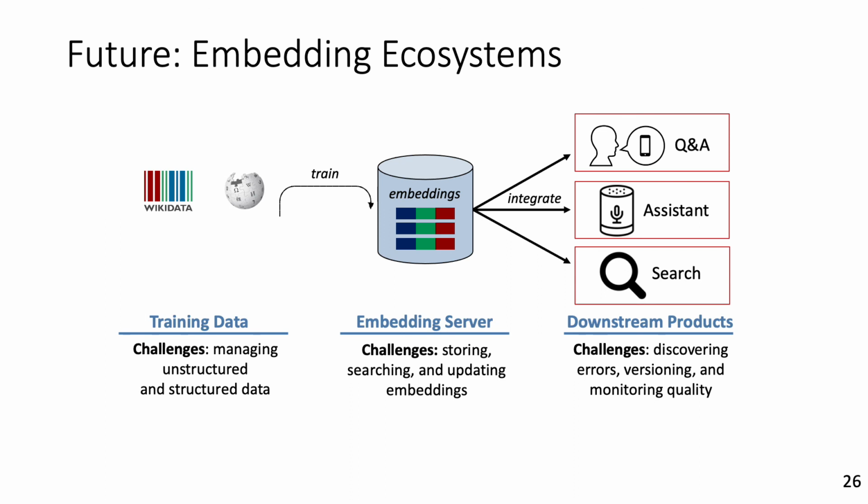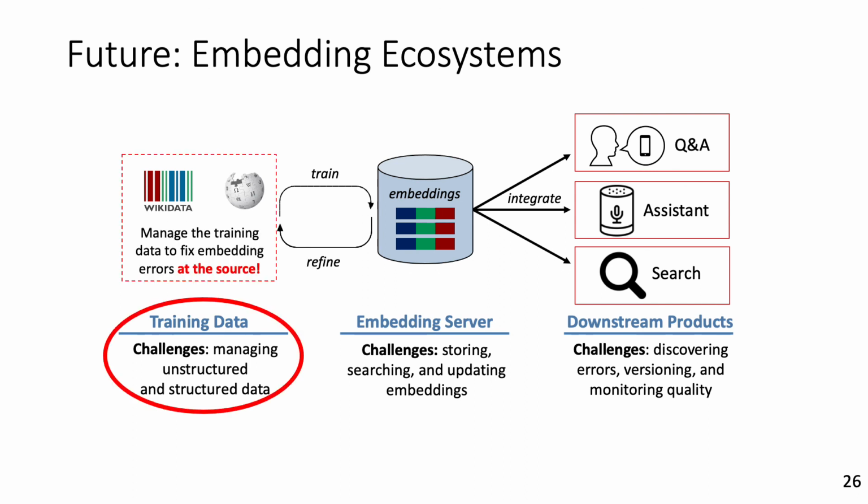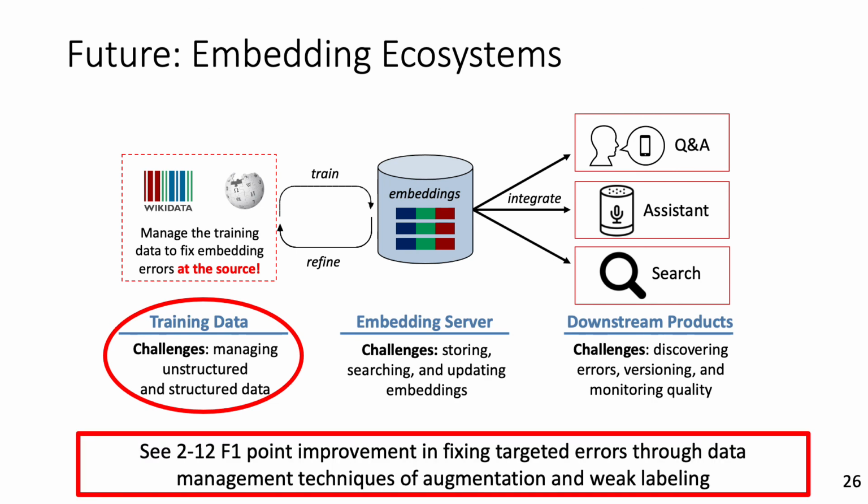Now, there are challenges associated with each step of this pipeline, from managing and versioning the data and embeddings to discovering errors and monitoring quality. In our paper, we focus on the problem of actually managing data and discuss how you can fix errors that arise in downstream systems at the source embedding. Some preliminary proof of concept experiments show that we can realize a 2 to 12 F1 point improvement in fixing targeted errors through data management techniques of augmentation and weak labeling. So please check out our paper for more details, but the high-level takeaway is that actually maintaining an embedding ecosystem where embeddings are used in these downstream systems is not a machine learning problem, but it's actually a data management one.